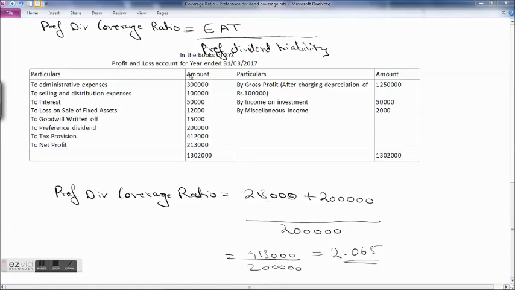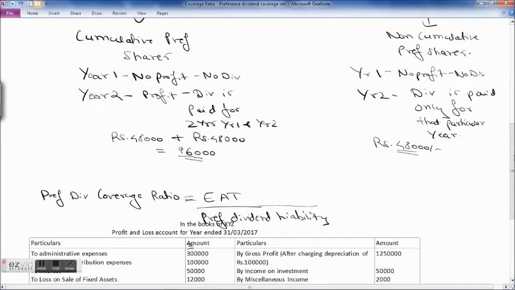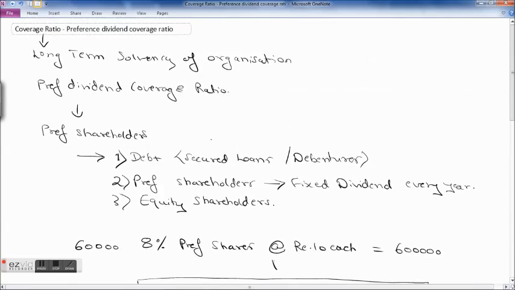Okay, so this was about the preference dividend coverage ratio. Okay, thank you.